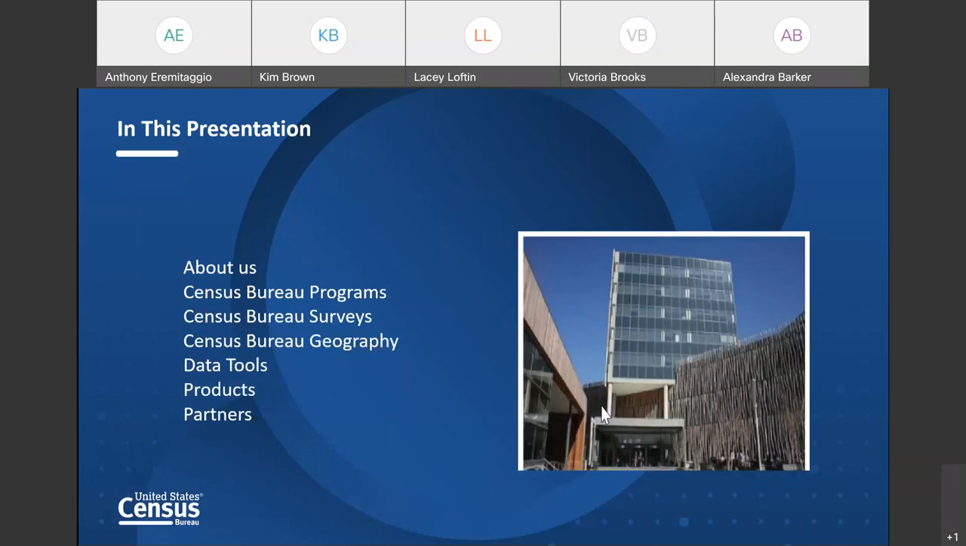So what we're going to cover in this presentation is a little bit about us. We'll talk about a couple of the Census Bureau's programs, surveys, and geography. We'll introduce a couple of our data tools, talk a little bit about our products, and also talk to you a little bit about the partnerships that we have developed over time.